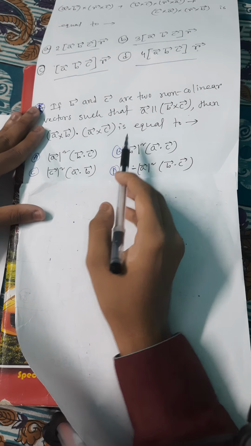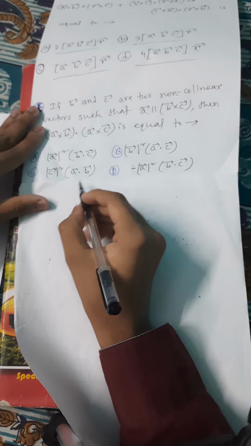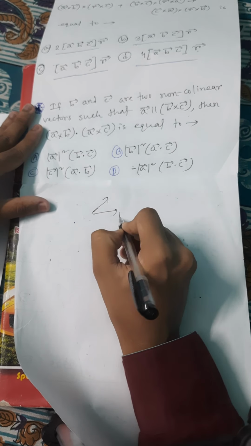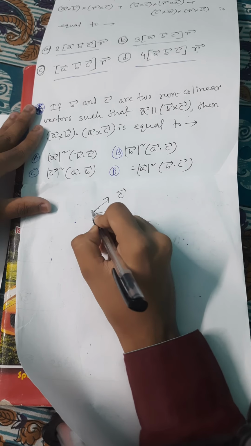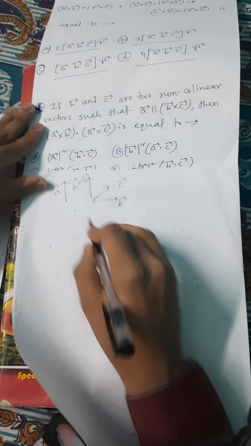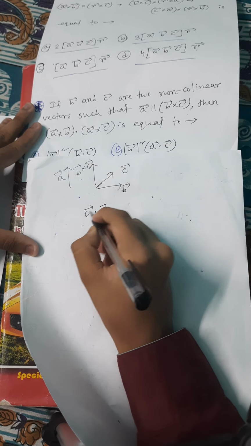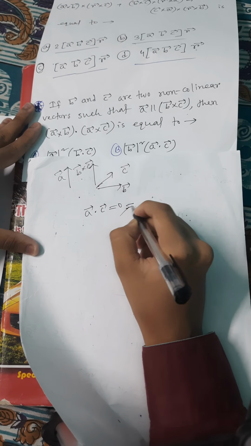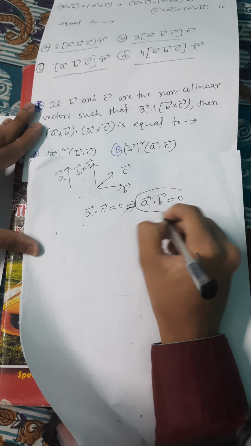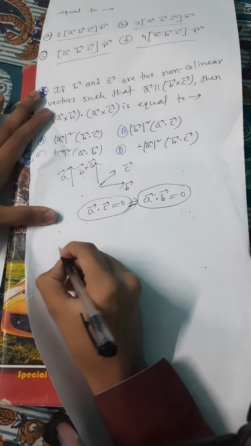So see, a parallel to b cross c means a is perpendicular to b and c, and b and c are two non-collinear vectors. So like this way, b and c, and b cross c is this. So this way is a vector, means a dot c is 0 as well as a dot b is also 0. Okay, now come to the point.